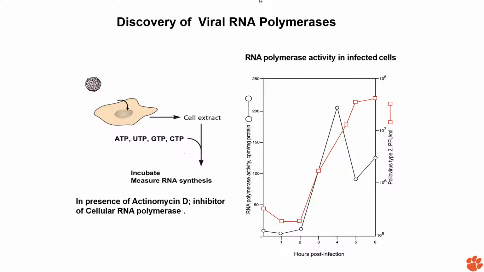What they did was they had a cell culture, which was already discovered 10 years back in the 1950s, and they added ATP, UTP, GTP, and all the nucleotides. One of them is radioactively labeled. And they treated the cells with actinomycin D. Actinomycin D is the inhibitor of cellular DNA-dependent RNA polymerases, which make the mRNAs and all the different RNAs. Again, remember that actinomycin D is the inhibitor of the cellular DNA-dependent RNA polymerase.